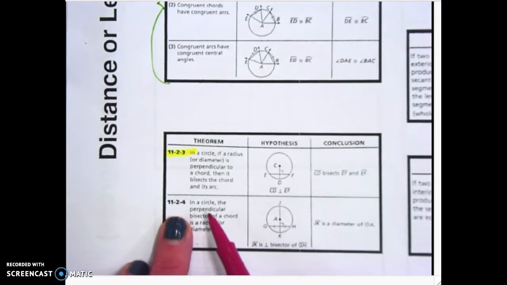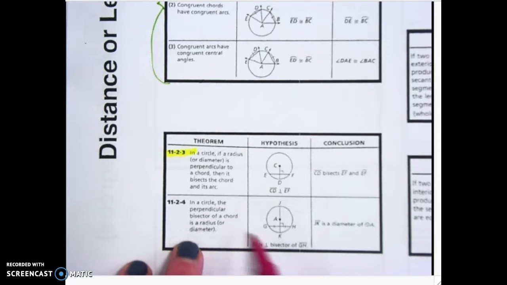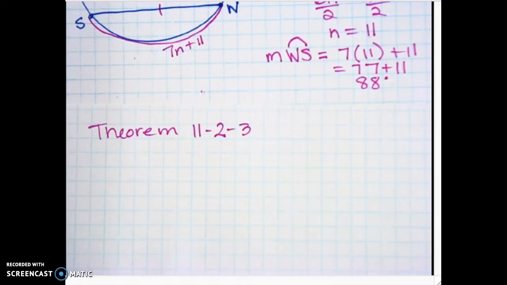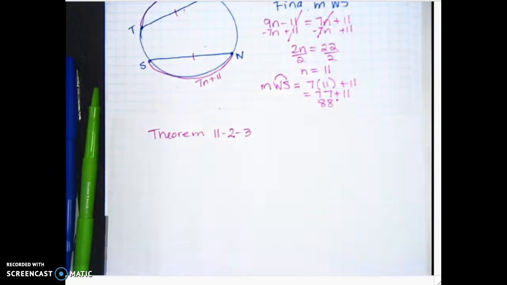11-2-4 is just kind of the converse. It says, in a circle, the perpendicular bisector of a chord is a radius, or if you draw it all the way through, ends up being a diameter. Okay? So we're going to draw a little picture of it in your notes. So just title it 11-2-3 for now, because it doesn't really have a name.